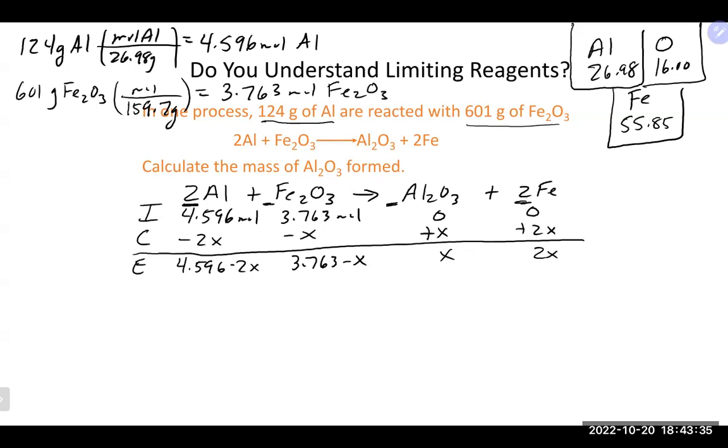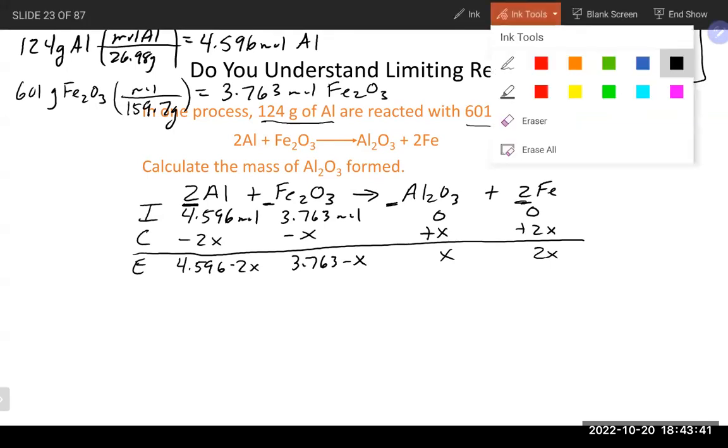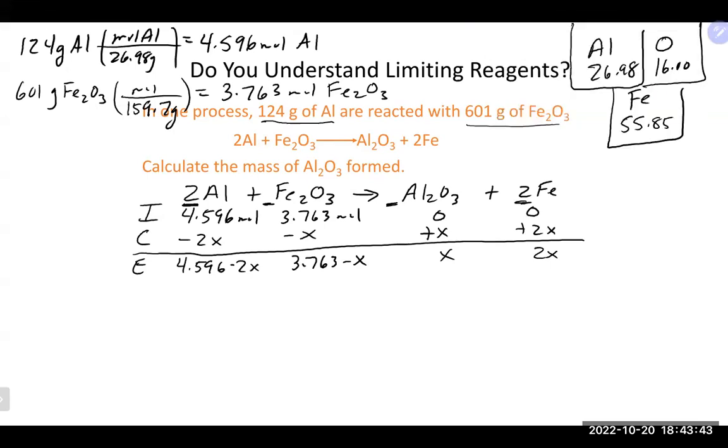This again is where we're going to basically determine which one is the limiting reagent by solving for x and setting each of the reactants equal to 0. So 4.596 minus 2x equals 0. Move the x to the other side and divide by 2 gives you an x value of 2.298. Remember that this value is in moles. This guy we're going to set equal to 0, which means we do get basically the same number.